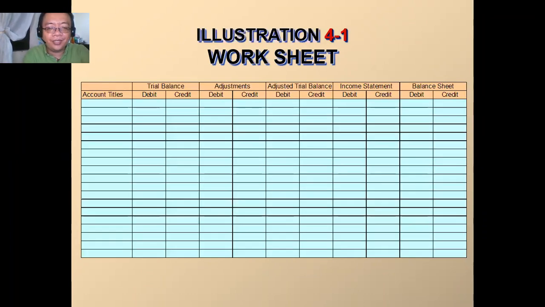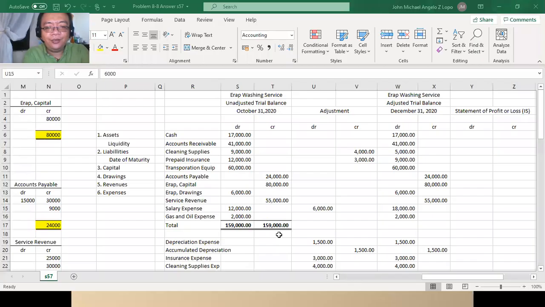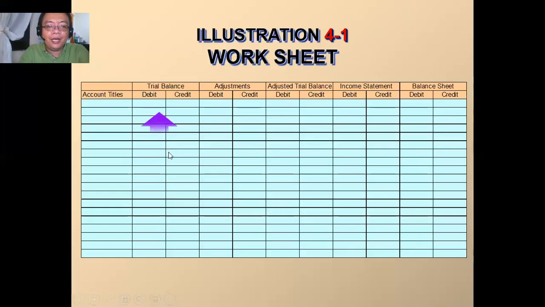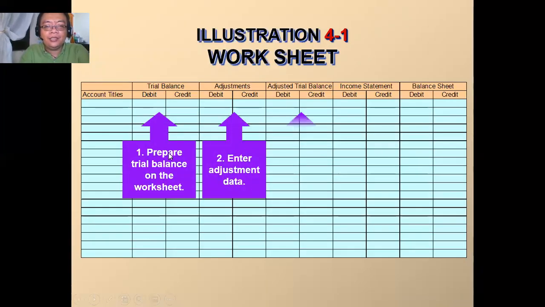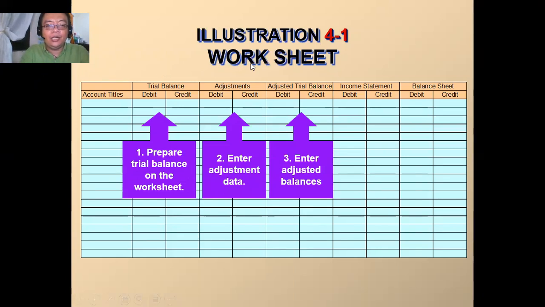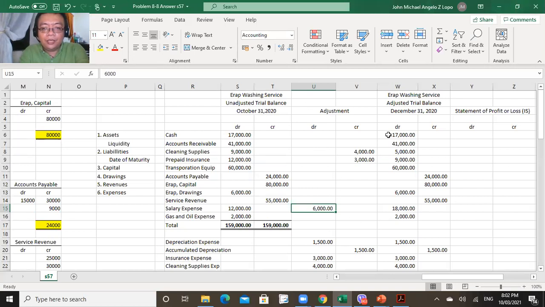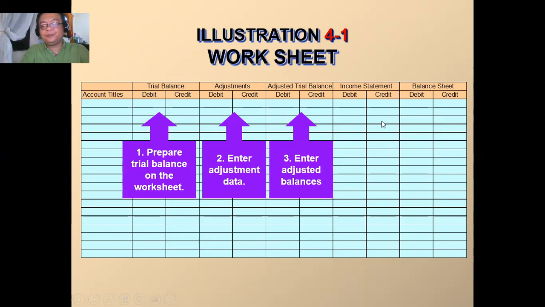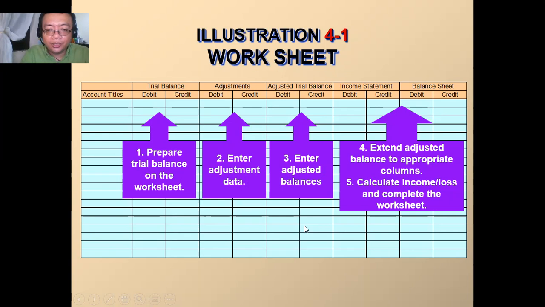This is your worksheet. As you notice, we are done with this part, same pa din. You have your trial balance, adjustment, and your adjusted trial balance. So we are now here, at the adjustment and trial balance. You are not done in terms of the statement of profit or loss and the statement of balance sheet. So today I will discuss the income statement and your balance sheet, extending the adjusted balances to the appropriate columns.